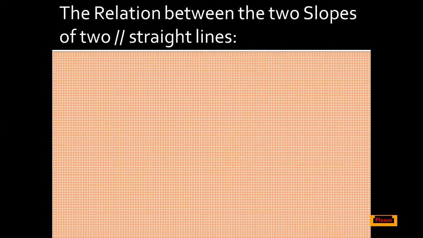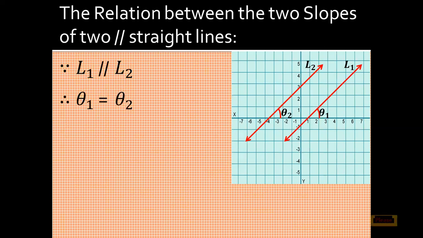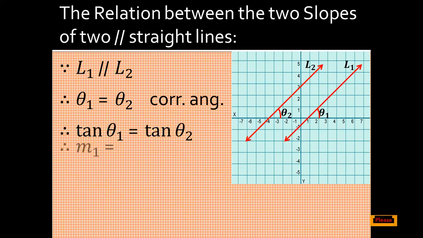The relation between two slopes of two straight lines. If we have two straight lines, L1 makes theta 1 and L2 makes theta 2 with the positive direction of the x-axis. L1 parallel to L2, then theta 1 equals theta 2, corresponding angles. Then tan theta 1 equals tan theta 2, then the slope of the first, m1, equals the slope of the second, or we can write it m1 minus m2 equals 0.